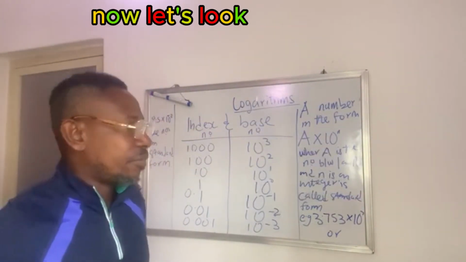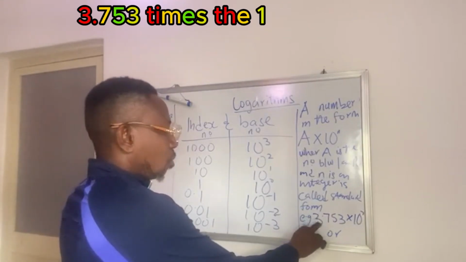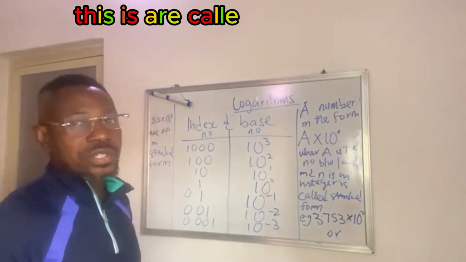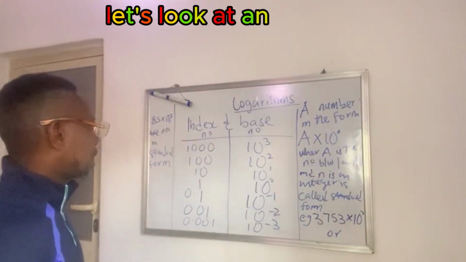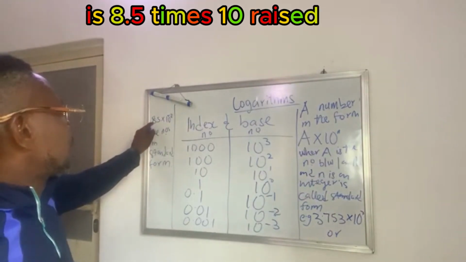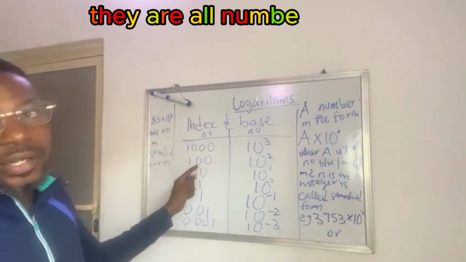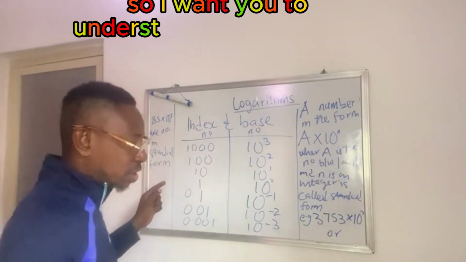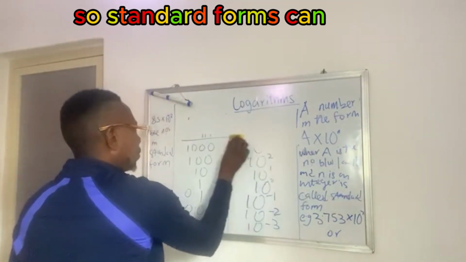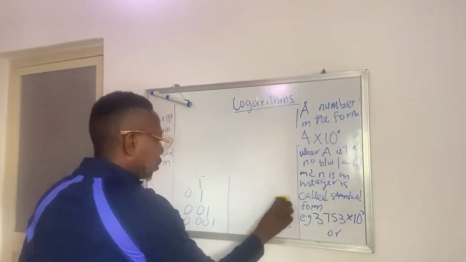Now let's look at when you have a number like 3.753 times 10 raised to power 2. This is called standard form. Let's look at another standard form: 8.5 times 10 raised to power minus 3. They are all numbers in standard form. So I want you to understand standard form very well. Standard form can be very easy.